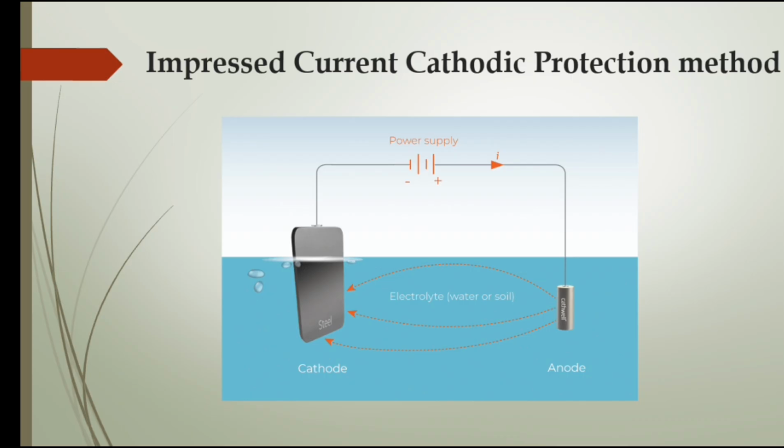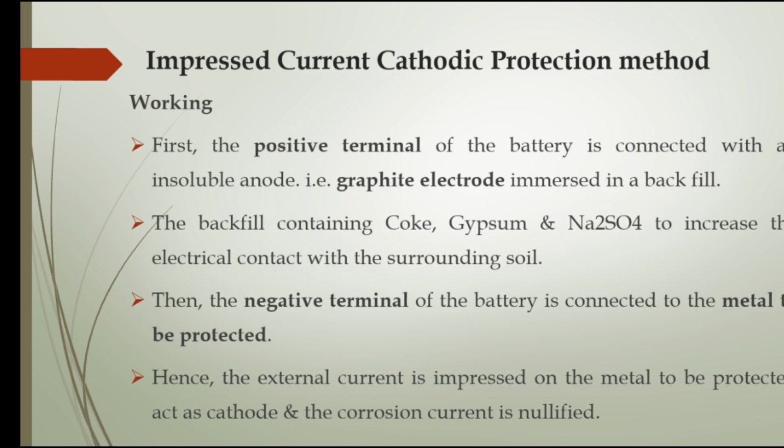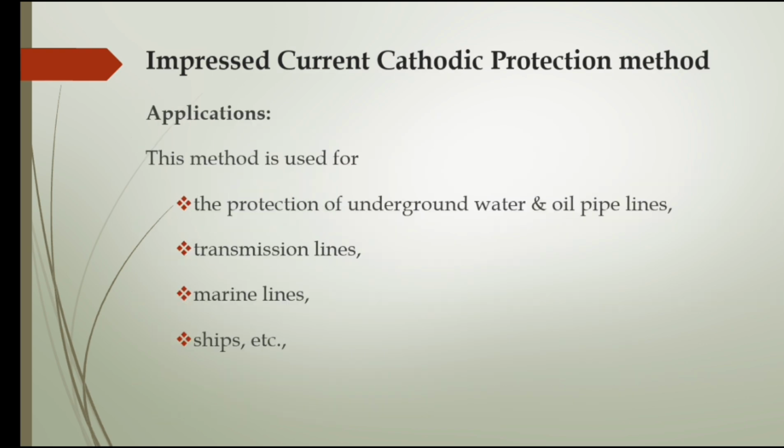When we apply electric current through this positive and negative terminal, the current which we applied will cancel the corrosion current and protect the original metallic structure. Then coming to the applications, this method is used for the protection of underground water and oil pipelines, transmission lines, marine lines, ships, etc.